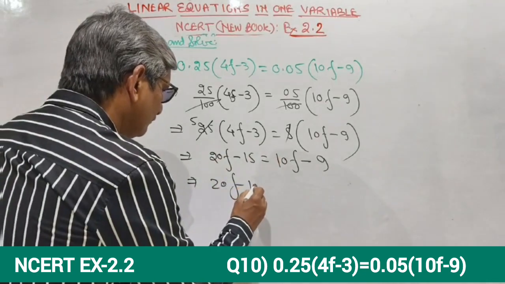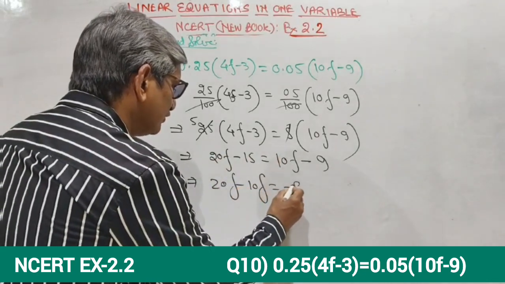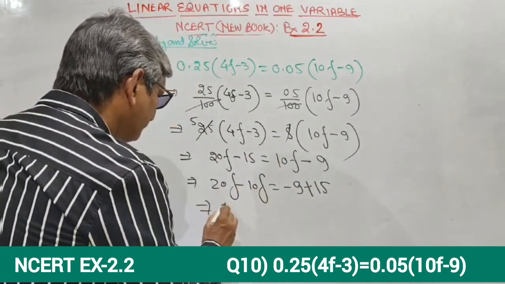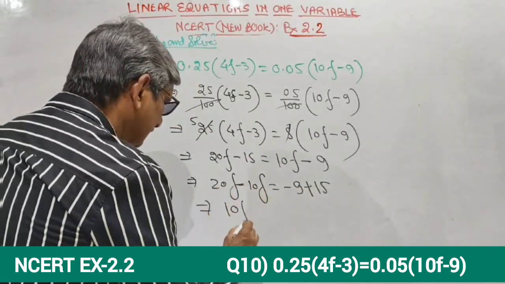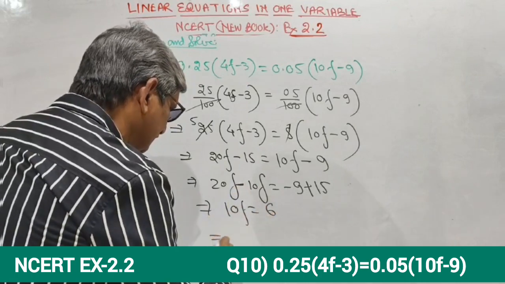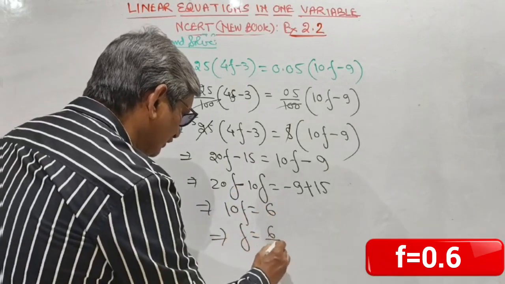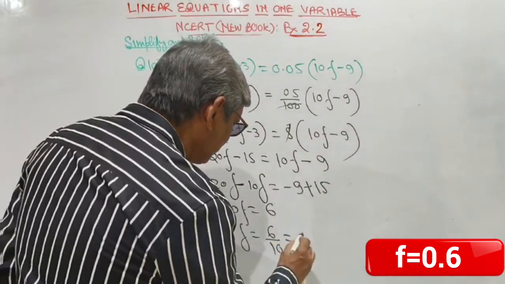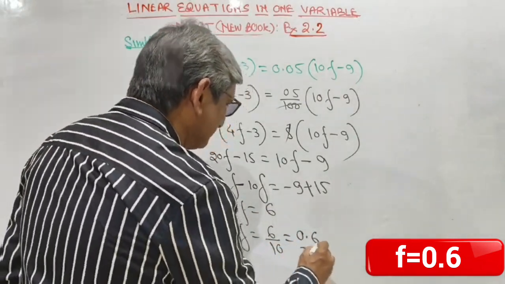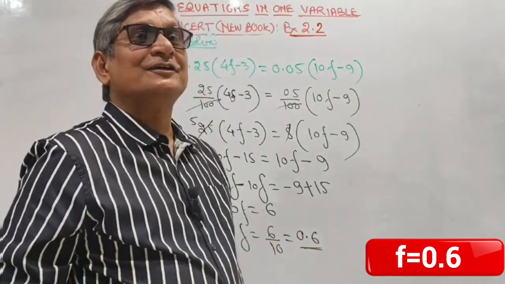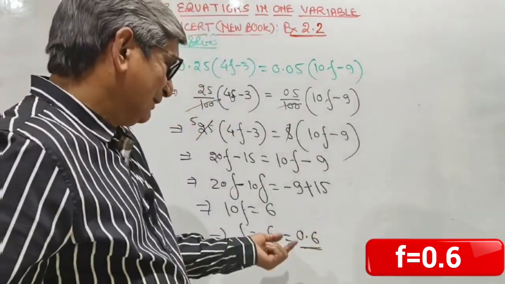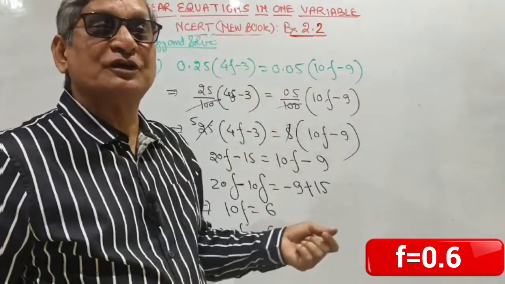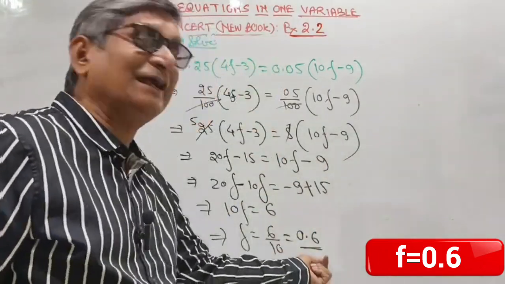20f minus 10f is equal to minus 9 plus 15. What you will have is 10f is equal to 6. Therefore, f is equal to 6 by 10. 6 by 10 means it is 0.6. This is not smartness, but it is the minimum courtesy, because the whole thing is given in terms of decimal. So we love to write the answer in decimal.